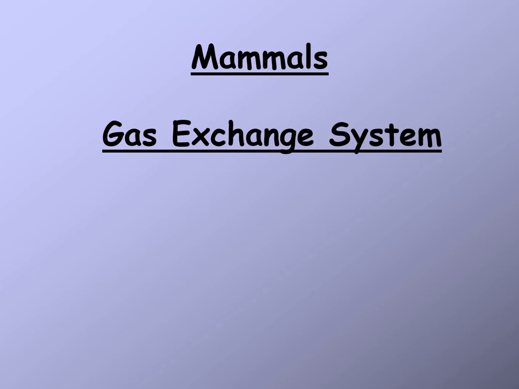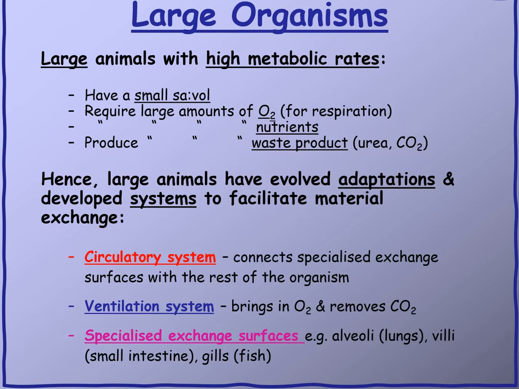Gas exchange system in mammals. So mammals are quite large organisms, and large animals with high metabolic rates will have a small surface area to volume ratio, and therefore they'll require large amounts of oxygen for respiration. They'll need lots of nutrients, and they'll also produce lots of waste product like urea or carbon dioxide.